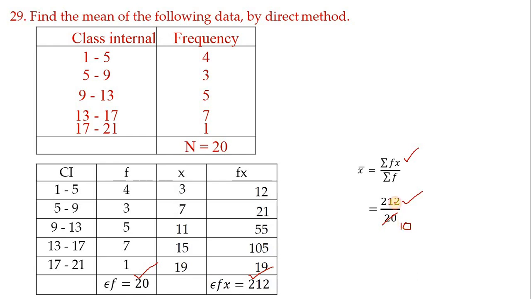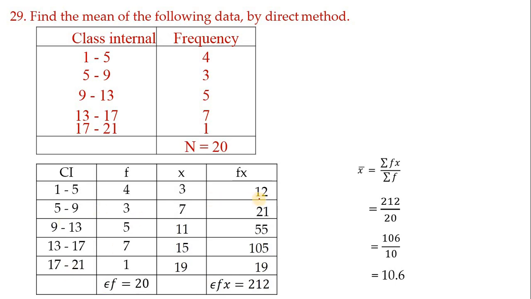2 tens are 20 and 2 ones are 2, and the next number is 1. 1 is less than 2, we cannot divide, hence take the next digit. 12 will be there. So 2 digits we are taking at a time, hence we have to write 0 and 2 sixes are 12. So 106 by 10 we will get here. And here see in denominator 10 is there. So hence easily we can divide this. 106 right as it is. And in the denominator how many 0 are there? 1 zero is there. Hence 1 digit from the back you have to keep a point. So we'll get 10.6. This is a way of finding mean by direct method.